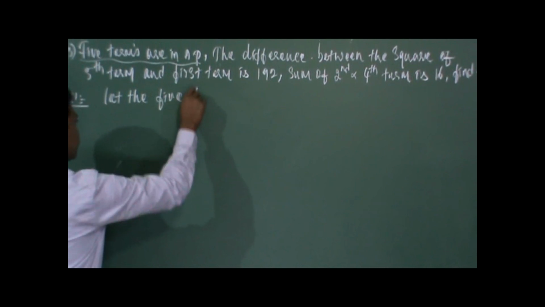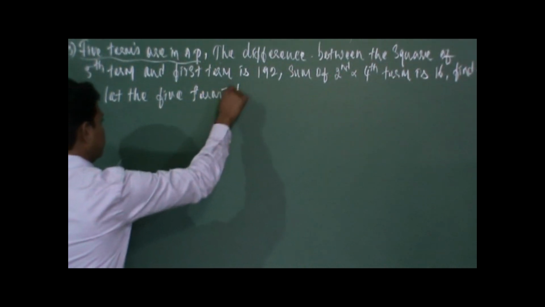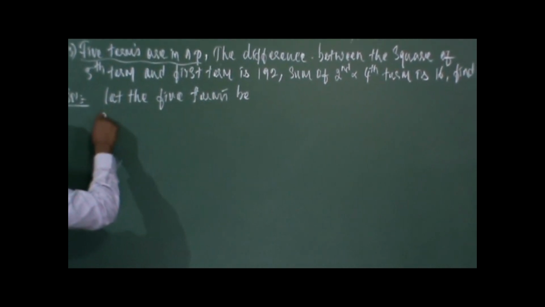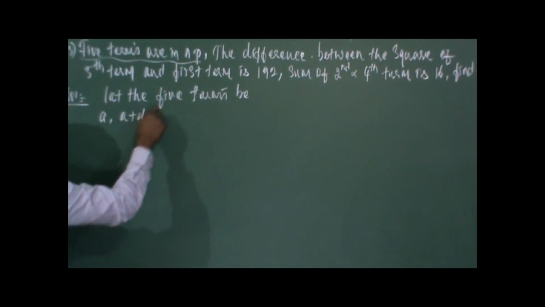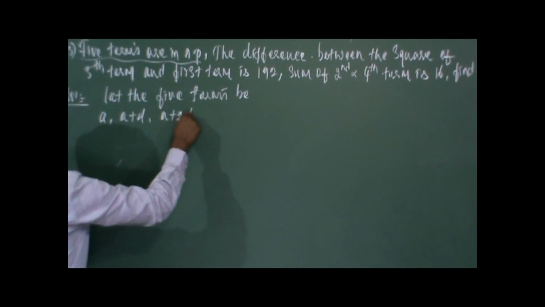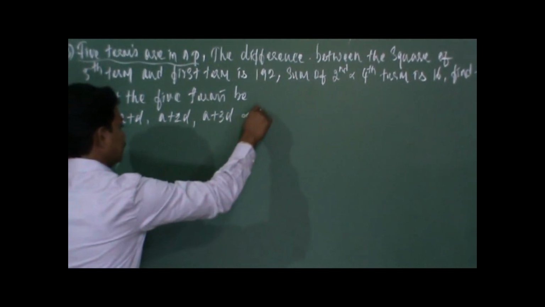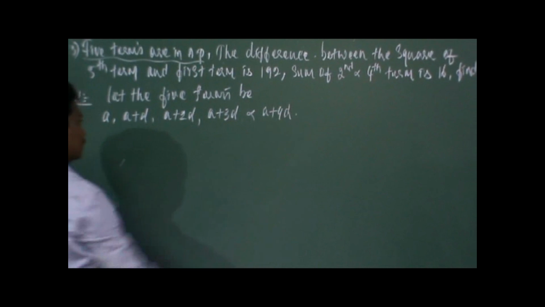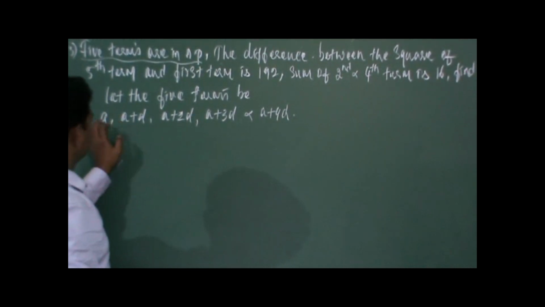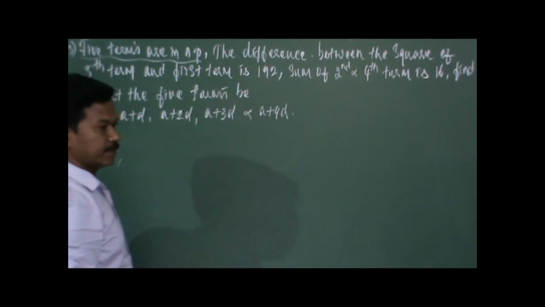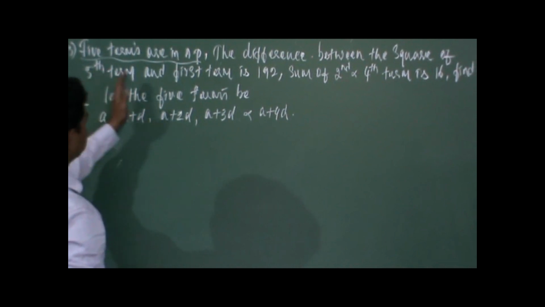Let the 5 terms be A, A plus D, A plus 2D, A plus 3D, and A plus 4D. So these are the 5 terms. 1, 2, 3, 4, 5 terms are there. Now 5 terms are in AP.